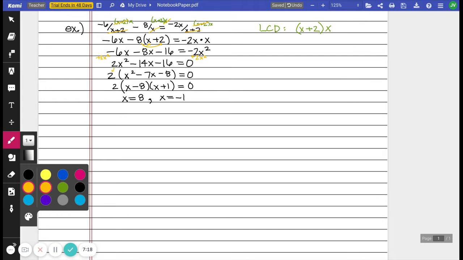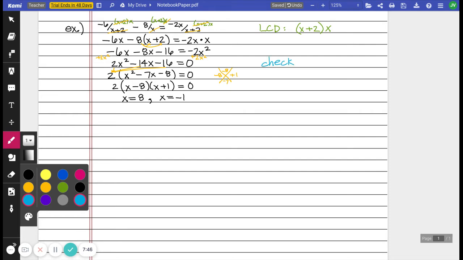The first thing we did is we said every single coefficient here is divisible by 2. So I'm gonna pull a 2 out to the front, just to make it easier to look at. And then I'm gonna ask myself, what multiplies to -8 adds to -7? I'm gonna say, oh, -8 plus 1. And that's how I filled in the parentheses. But then x lies, so my final answer is x equals 8, x equals -1.